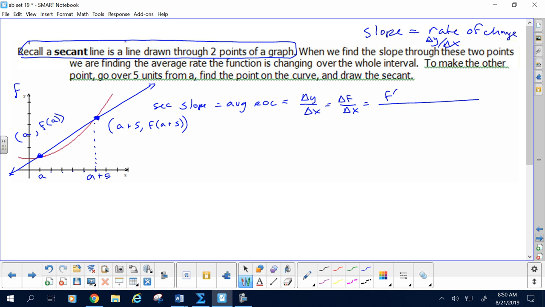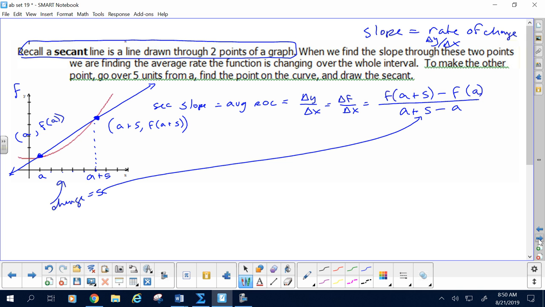f(a+5) minus f(a) over change in x. That's (a+5) minus a. Wouldn't you agree that that simplifies to 5? Does that make sense that the change in x is 5? Well, yeah, right there, from where I went, didn't I go a change of 5? The change equals 5. So the fact that this simplifies to be 5 is logical. You follow? So far, so good?